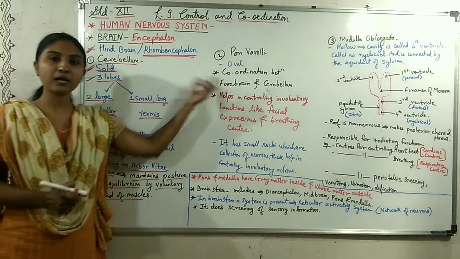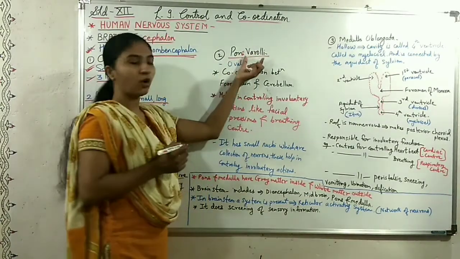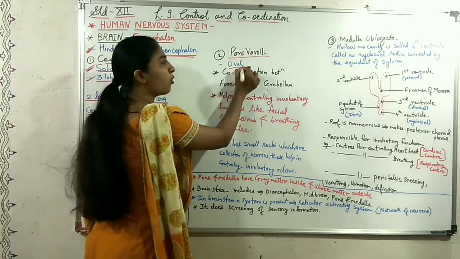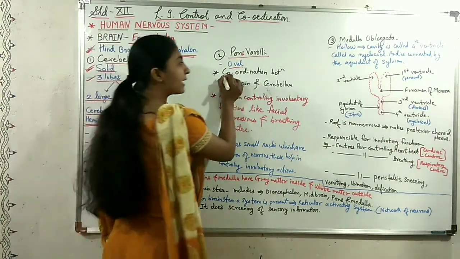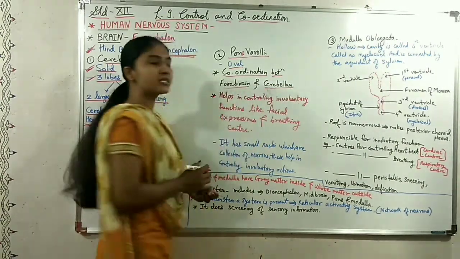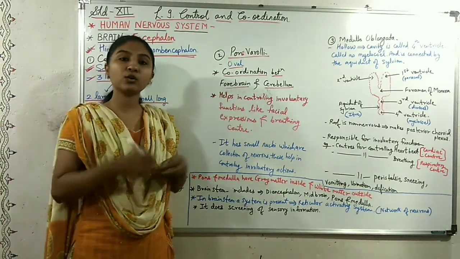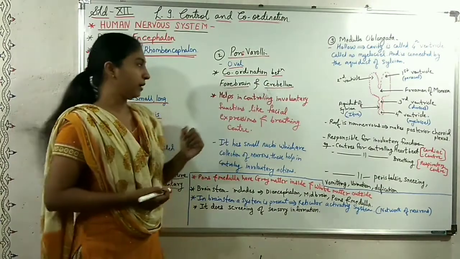The second part that we will see is the pons varolii. These pons varolii are oval in structure, and their function is to act as coordination between the forebrain and the cerebellum.